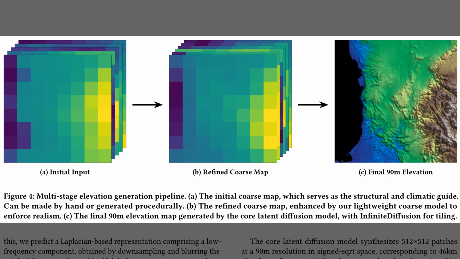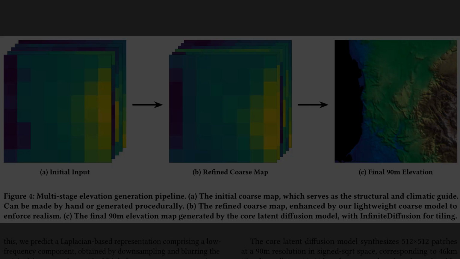While Figure 2 focused on the time evolution of a single patch, Figure 4 shows the spatial pipeline that turns a rough sketch into detailed terrain. The left panel gives an initial input map, which can be hand-drawn or procedurally generated as a chunky structural and climate guide. The middle panel shows a refined coarse map, where a lightweight model cleans up that sketch to look more Earth-like. The right panel presents the final 90-meter elevation, where the core latent diffusion model plus infinite diffusion tiling add realistic ridges, valleys, and coastlines.